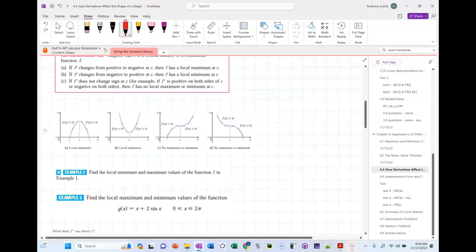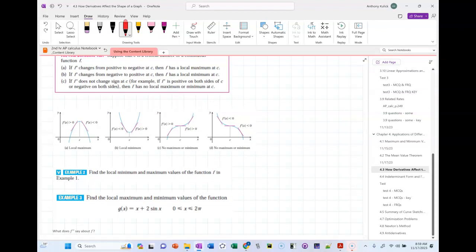And here are some pictures detailing that. Where we go from increasing to decreasing, that's our maximum. Decreasing to increasing, that's a minimum. Increasing to increasing, that's nothing at all. And decreasing to decreasing, that's nothing at all.